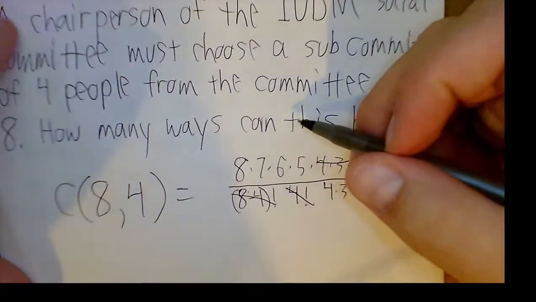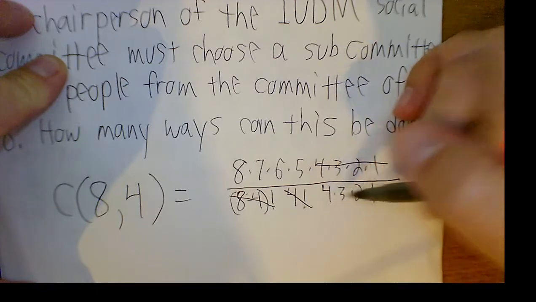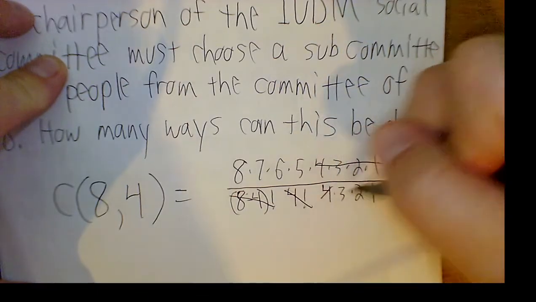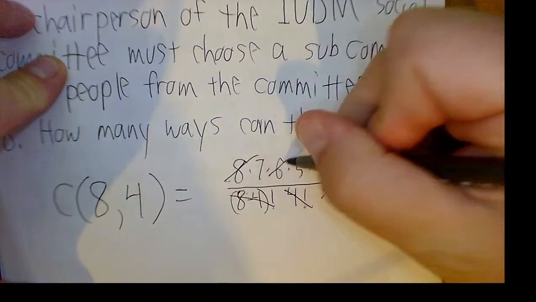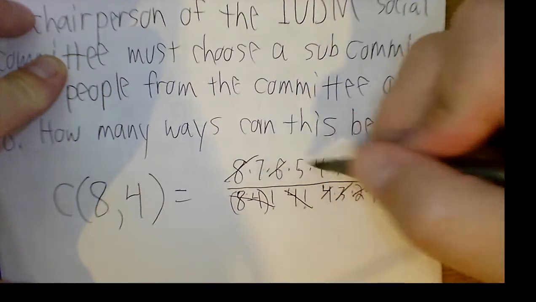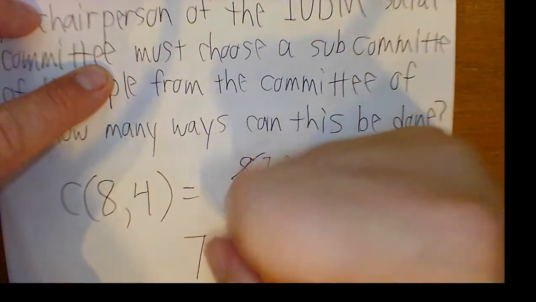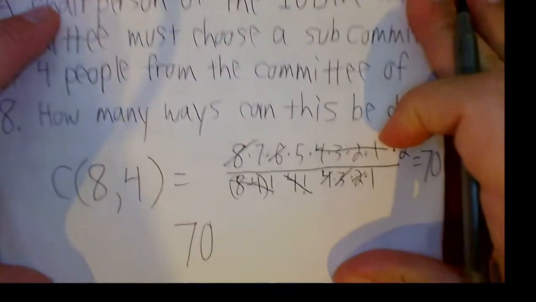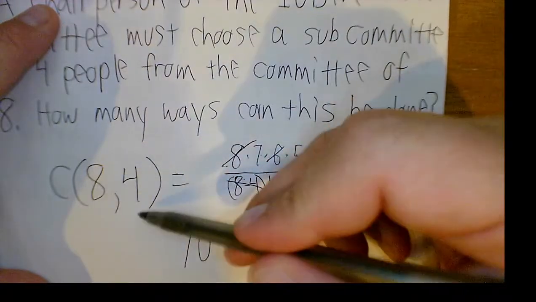So what we're left with here is, the other trick is to start canceling things that go together. 4 times 2 is 8, so this can take out the 8, and then 6 divided by 3 is 2. So we get 2 here. So we have 7 times 5, that's 35, times 2 is 70. So there are 70 different subcommittees you can choose from the whole committee of 8 if you're choosing 4 for your subcommittee.